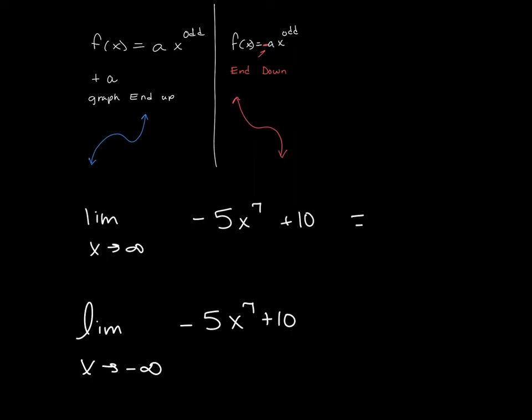So what do I have here? I have a negative out front, so that means the graph is going to end going down like this right here. So at positive infinity, this limit approaches negative infinity.